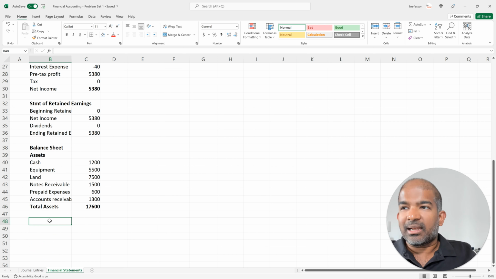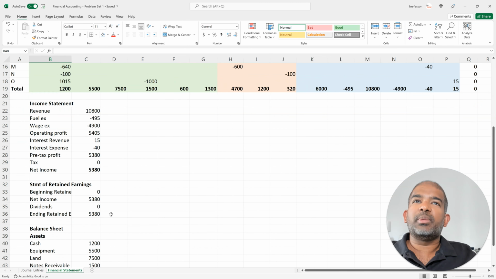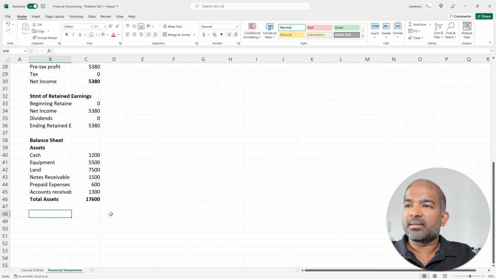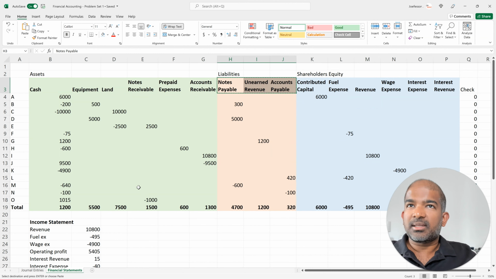Then our liabilities. We're going to start with notes payable, unearned revenue, and I'm going to try to copy these accounts.